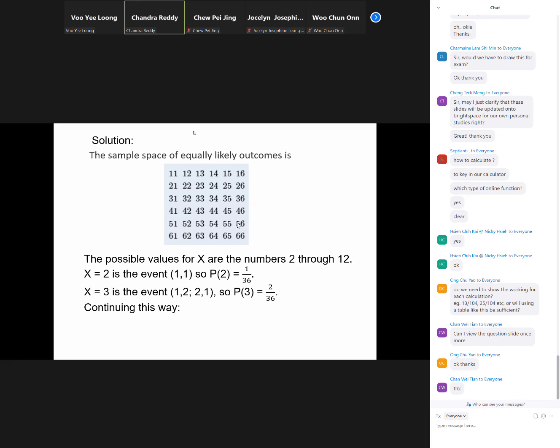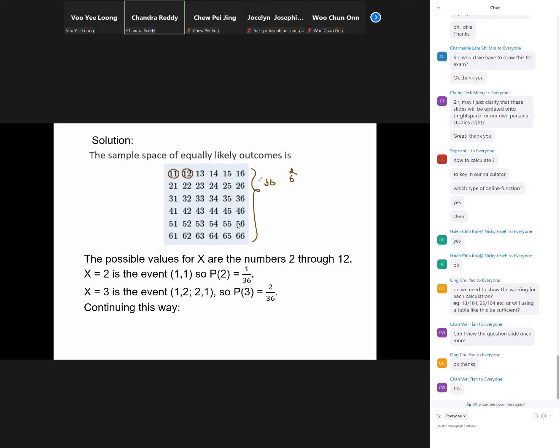Okay, so this is the sample space you can expect. When you throw two dice, both can show 1 and 1. The first trial can be 1 and the other one can be 2. So you can see this is the total sample space. There will be 36 observations. The sample space is 6 squared.